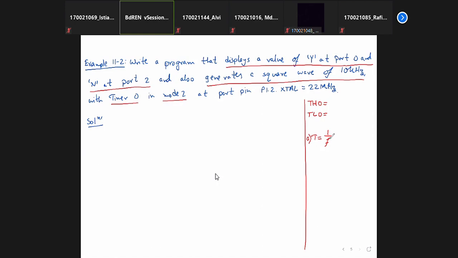Okay, so tell me, T is equal to 1 over F. So what is my time period? The frequency is 10 kilohertz. So tell me, what is the time period? So 10 to the power minus 4. Okay, so we can write 100 microseconds, right? Yes, sir. All right. What is the next step? Now, can you recall what should be the next step? You have found out the time period. Then, what is the next step?